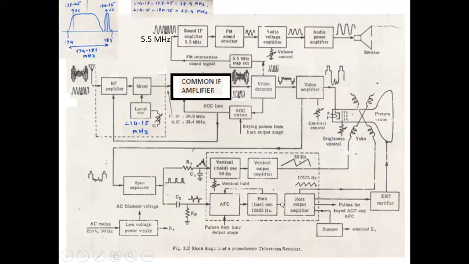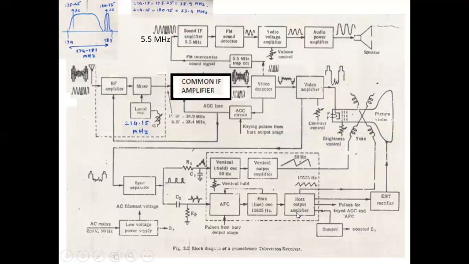H oscillator output is a ramp of 15625 hertz. V oscillator is a ramp of 50 hertz. 50 hertz is given to V coil and 15625 hertz ramp output is given to H coil. Thus, H coil is responsible to move the electron beam from left to right, and vertical coil is responsible to move the beam from top to bottom. Thus, a video signal which is applied at the input of your cathode is converted into picture information.